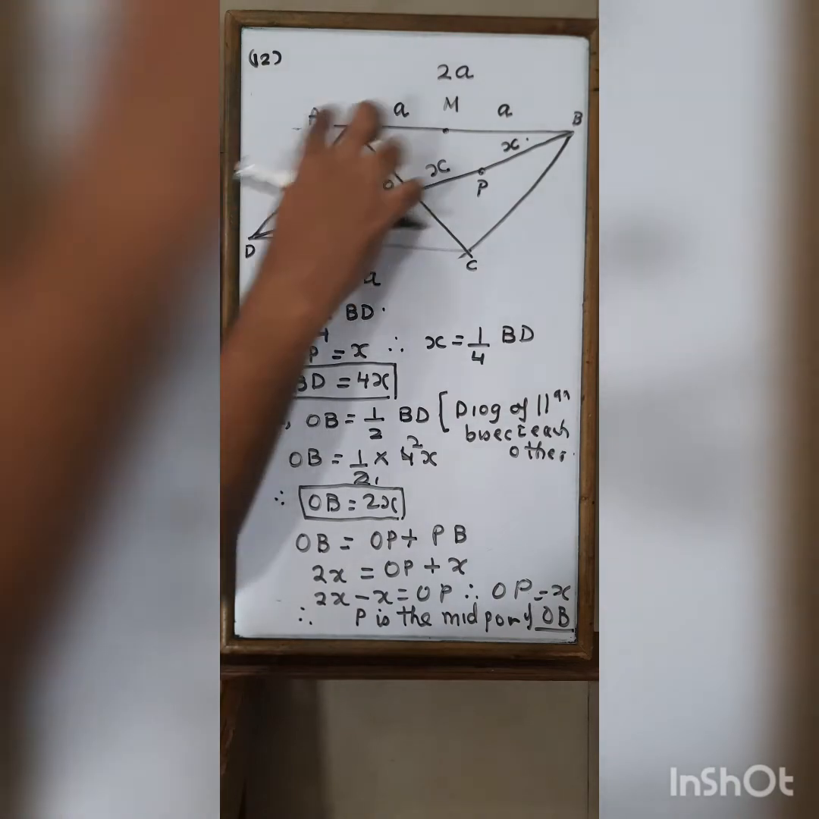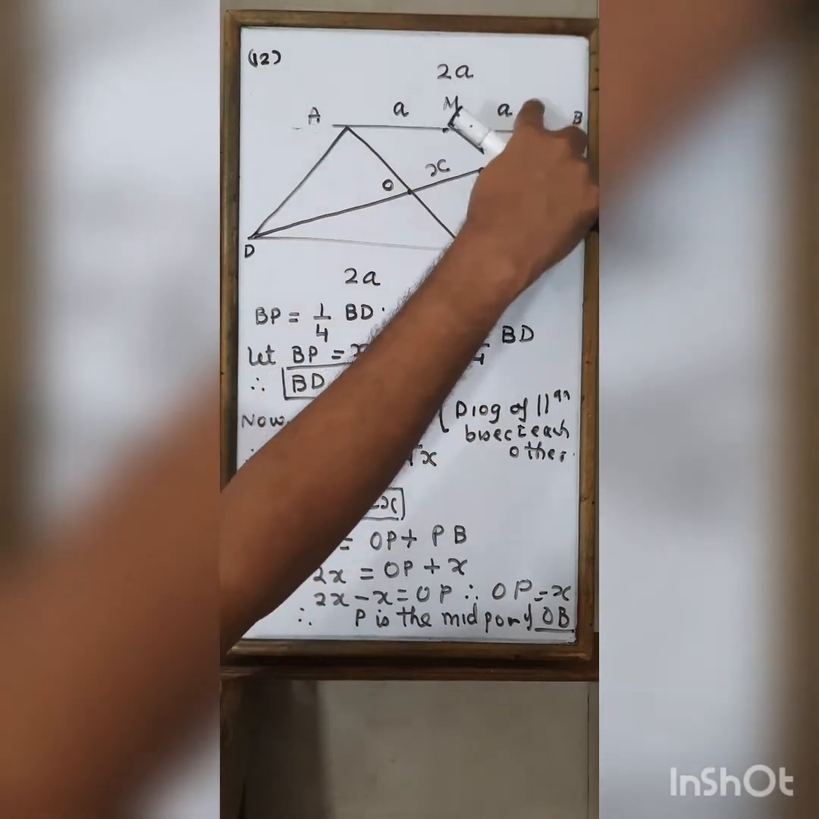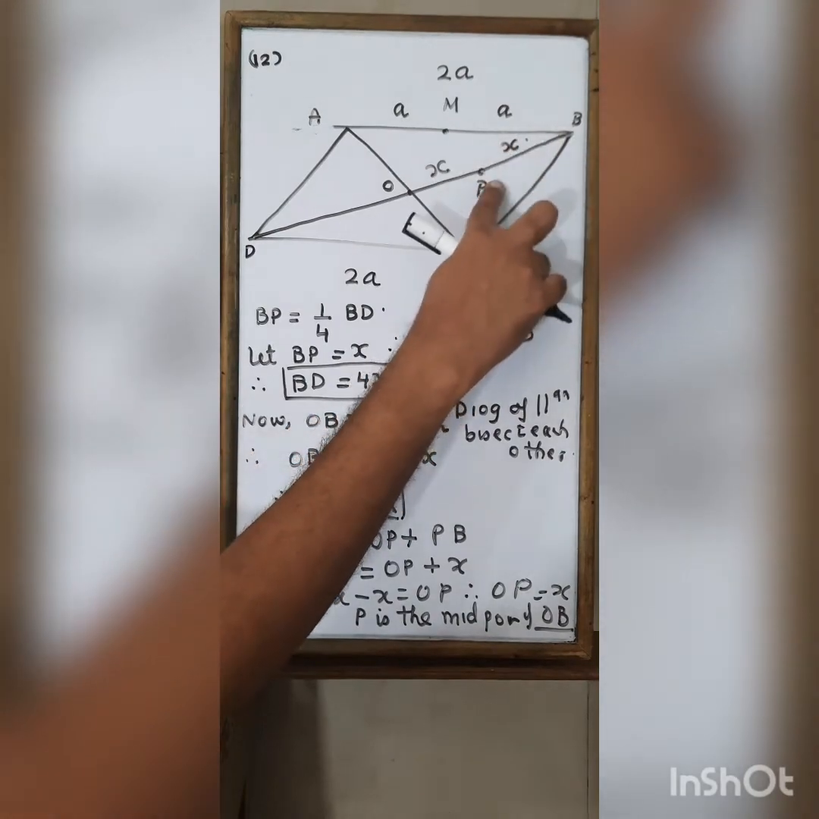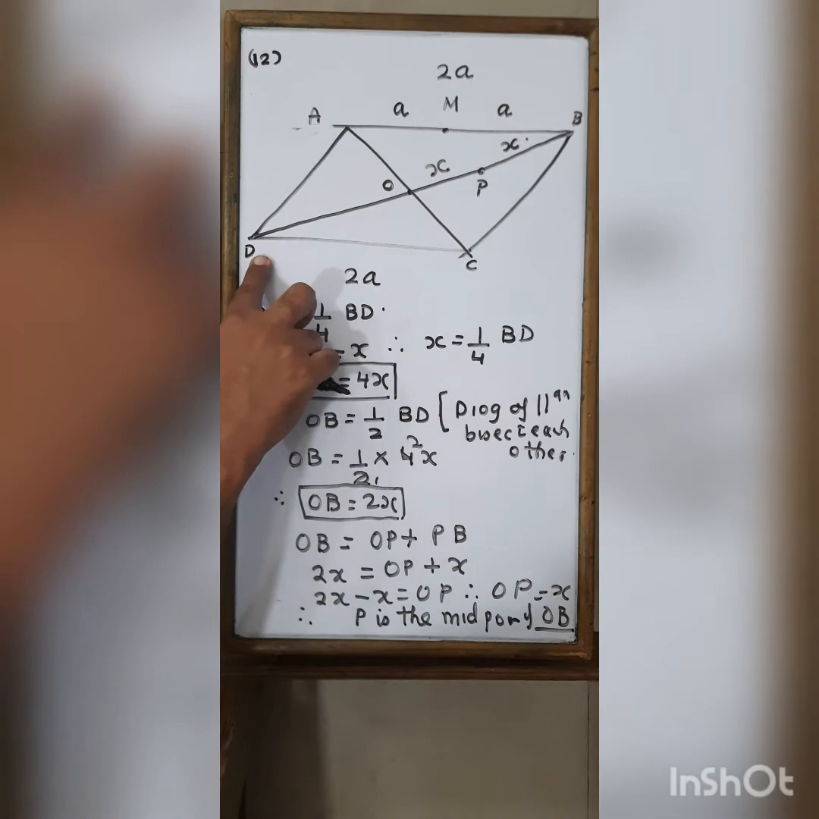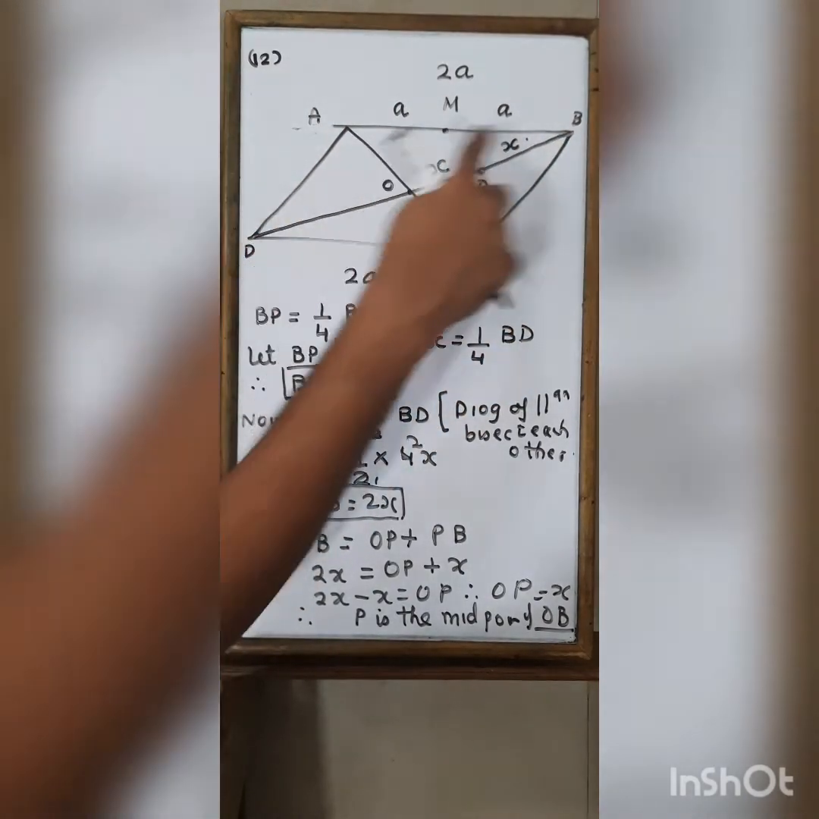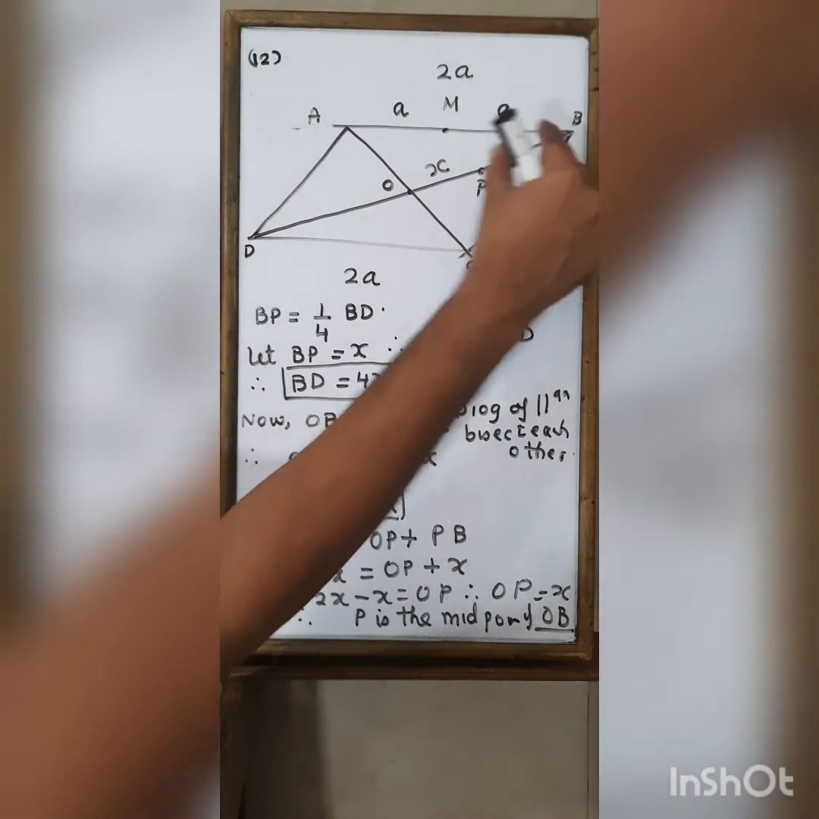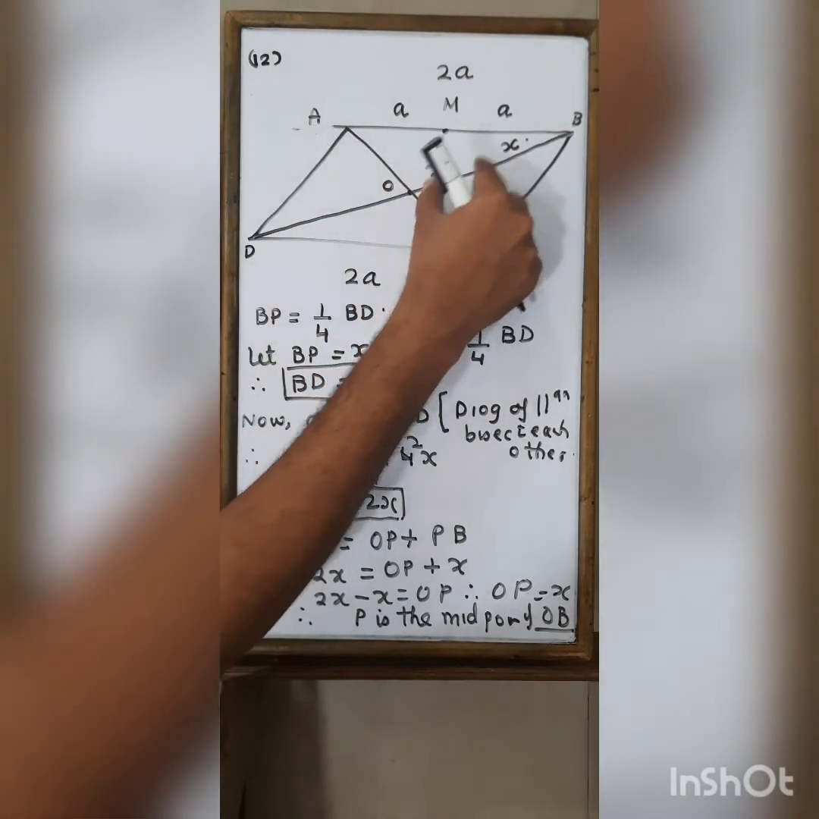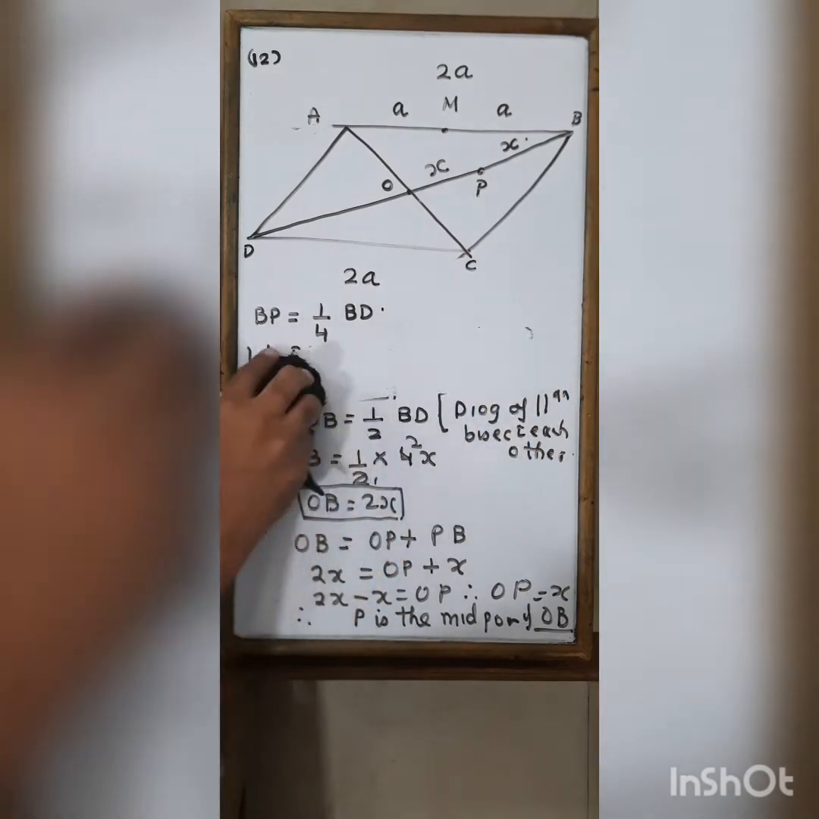You all understood this? This is a parallelogram. This is A, this is 2A, this is 2A, this is A, this is A. It is given PB is 1/4 of BD. I take PB is equal to X, so I get BD is equal to 4X. Now I join both the diagonals. So can I say OB is equal to half of BD because diagonals bisect each other. So I get OB is equal to 2X. Now this is 2X and this is X. So I will get this is X. Now this is X and this is X, means P is the midpoint of OB. Very easy. Now what I'll do?